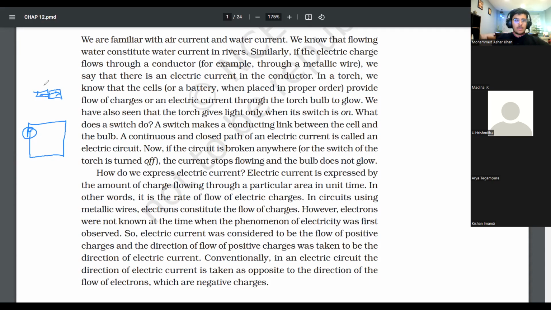So anyway, electric circuits are a closed path for current to flow. So how do we stop current flowing? That's what happens when we turn the light off. When we turn the light off, the switch, for example, if this is a switch in an electric circuit, let's say this is a switch.